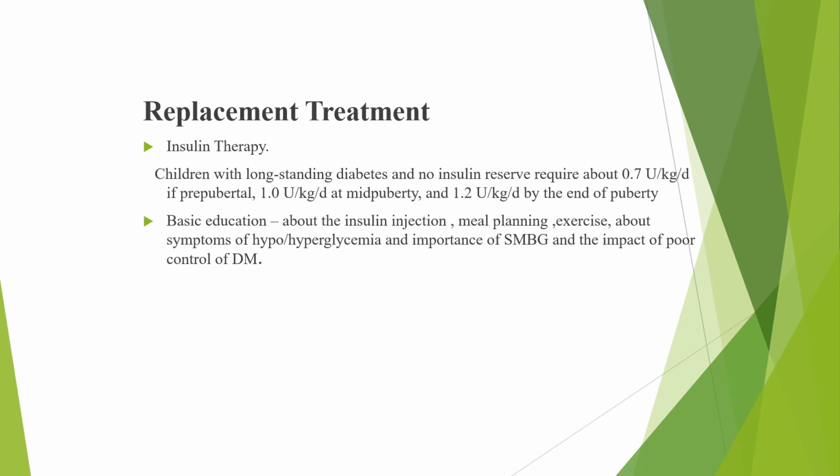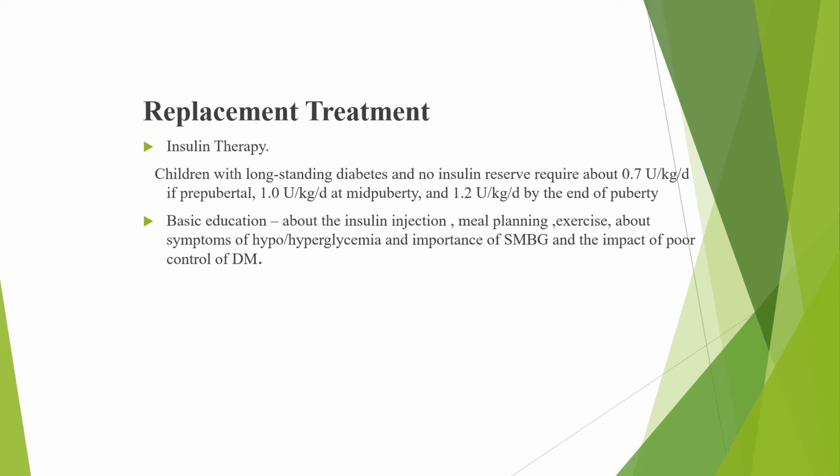After treating DKA, the next treatment is replacement therapy. Since type 1 diabetes mellitus is due to deficiency of insulin, insulin therapy is needed long term. Children with long-standing diabetes and no insulin reserve require about 0.7 international unit per kg per day at pre-pubertal age, 1 international unit per kg per day at mid-pubertal age, and 1.2 international units per kg per day by the end of puberty. This is the starting insulin dose, but we can decrease or increase it based on the patient's blood sugar during follow-up.